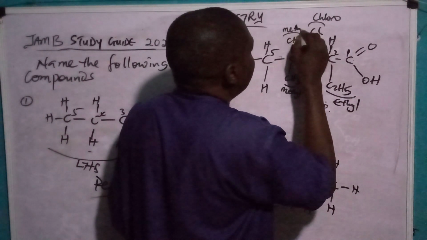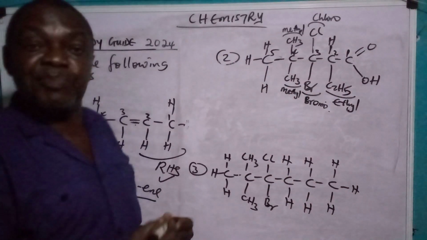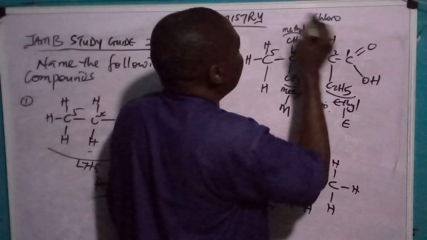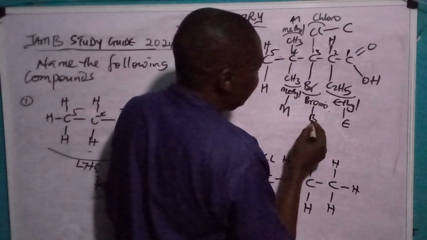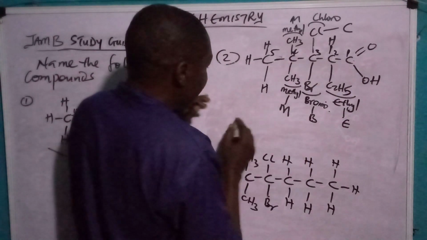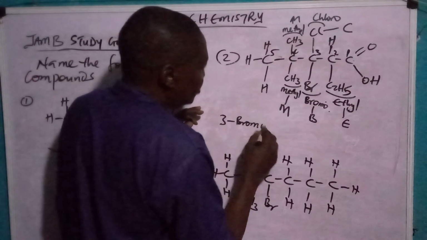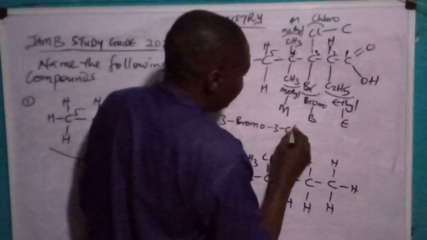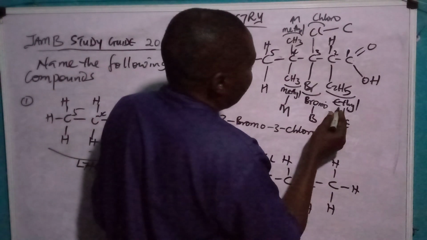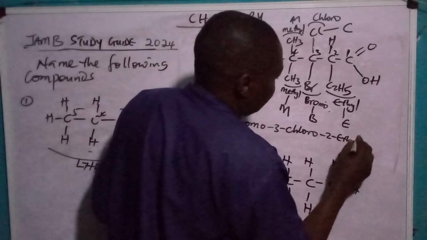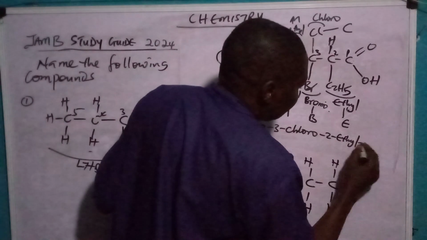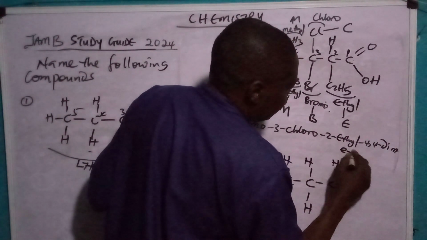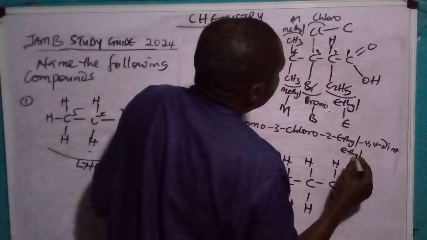This one is methyl again. So if you want to name it, you use alphabetical order, A, B, C, D, E, F, as it occurs. So this one is E, this one is B, this one is M, this one is M, and this one is C. So B first. Start counting from the functional group: 1, 2, 3. 3-bromo. The next one is chlorine, chloro: 3-chloro. Then the next one is E, ethyl: 2-ethyl. 4, dimethyl, pentanoic acid.